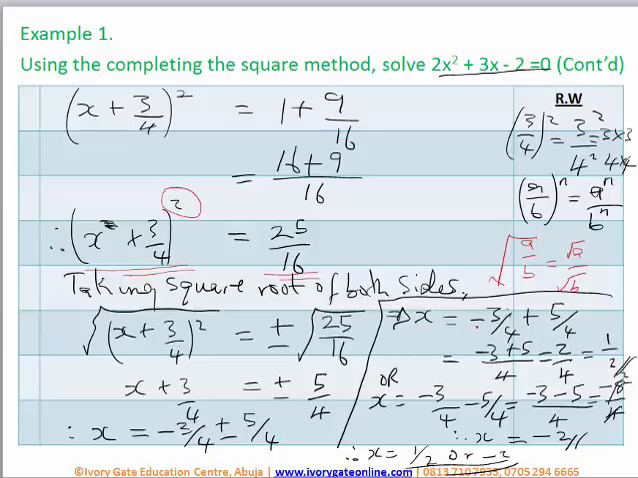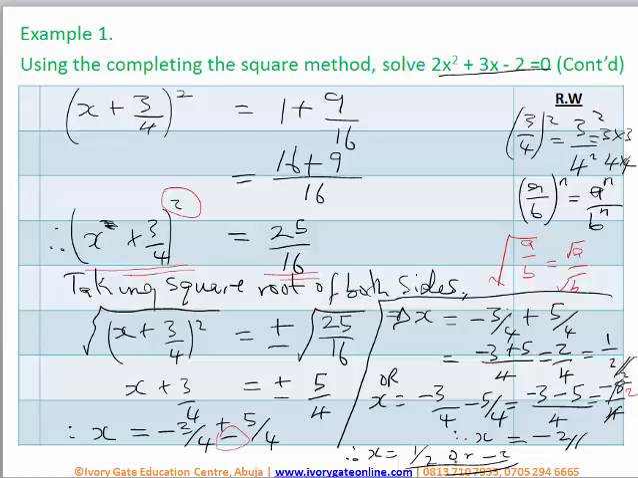x is equal to minus 3 over 4 plus 5 over 4. Then we solve for x and get x is equal to 1 over 2. Or x is equal to minus 3 over 4 minus 5 over 4, this other option. Then we solve and get minus 8 over 4, which is minus 2.